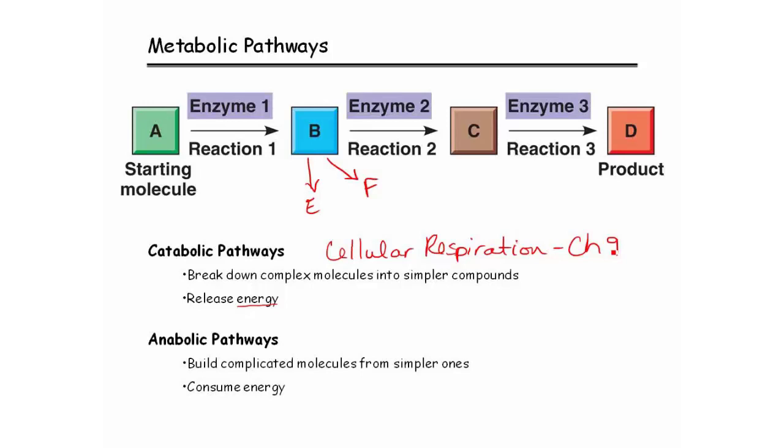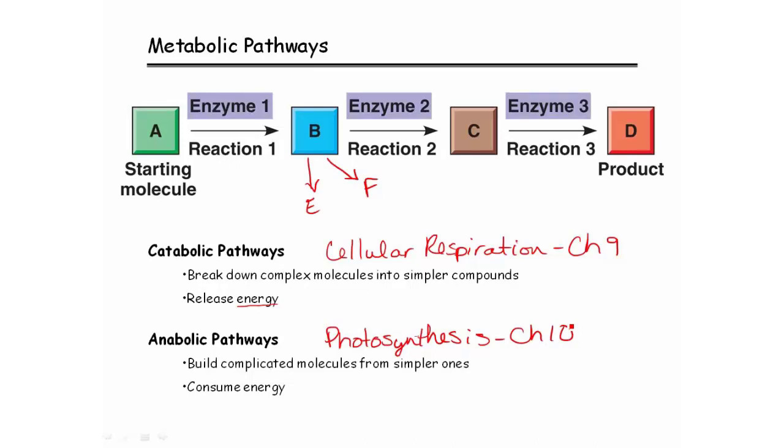Now, anabolic pathways we will look at in chapter 10, and that will be photosynthesis as far as our big example of an anabolic pathway. So photosynthesis is the subject of chapter 10. In photosynthesis, basically plants and a few other organisms are able to take small molecules like carbon dioxide and assemble them into sugar molecules that can be utilized by the plant or utilized by other organisms.